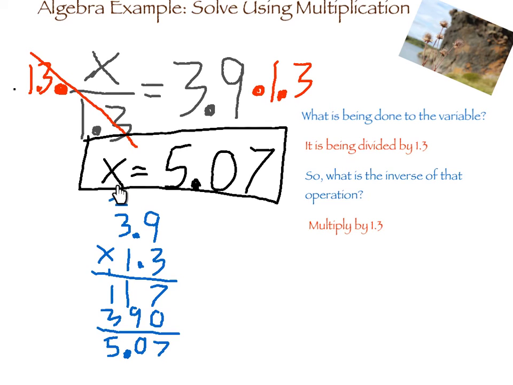Yep, I did a quick double check, and it is in fact 5.07. X is equal to 5.07.